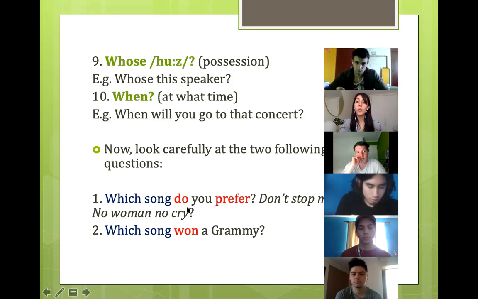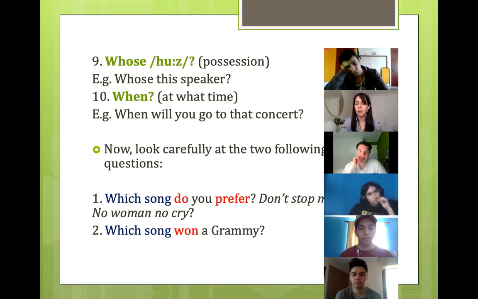Which song do you prefer? This or that one? But in question number 2, who is the subject? What is the subject? There is no you. There is no she. There is no song. The subject is the question. Look at that. Which song won a Grammy? Answer the question. Don't Stop Me Now won a Grammy. So Don't Stop Me Now and which song is the same.